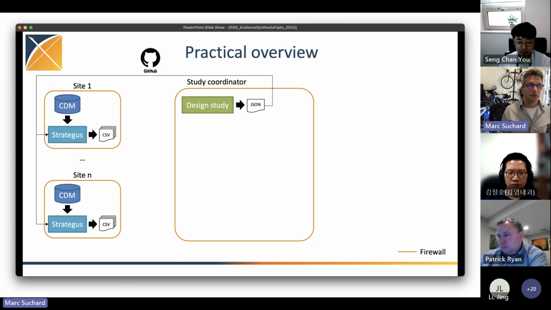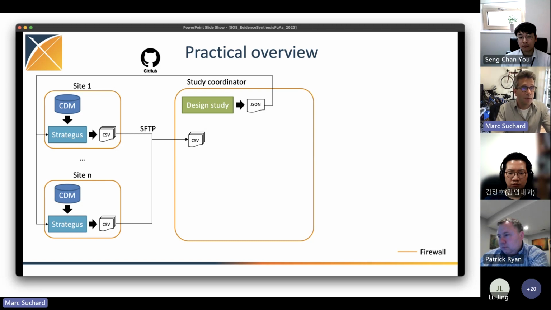Strategist coordinates running the individual analyses that are specified within this JSON against each of our data sources, against each of our CDMs in the data sources, and generates a number of output files which are conveniently stored as text files so that individuals like me as a data custodian can easily look through them and have a good idea of what I'm sharing, to make sure I'm protecting patient privacy and rights. These CSV files are then shared, currently using secure FTP, back to the study coordinator.